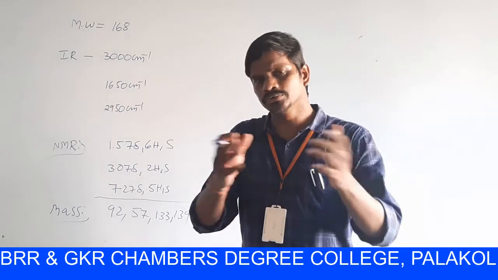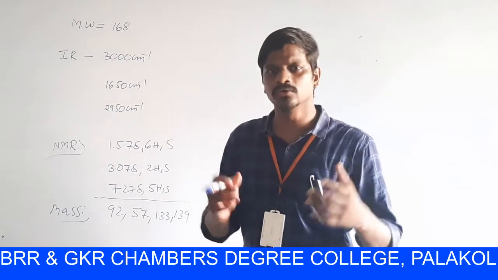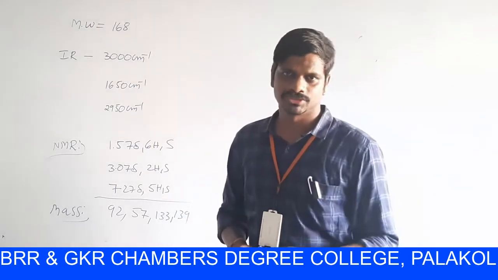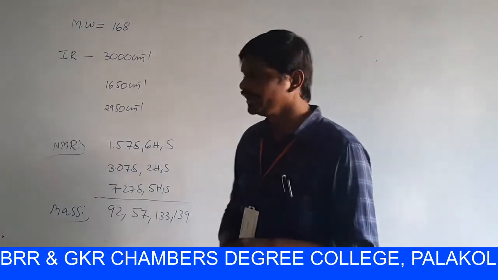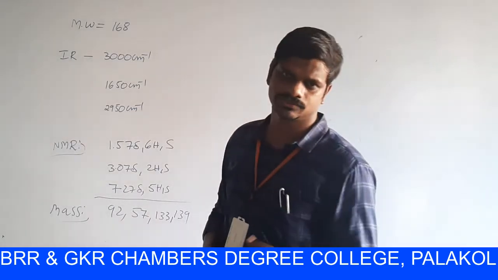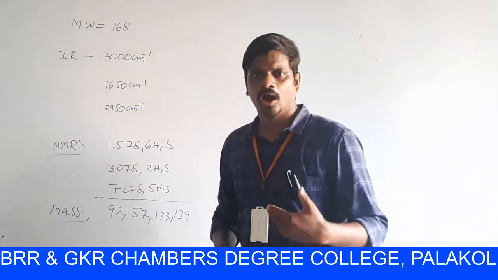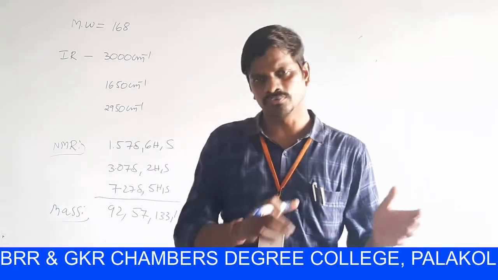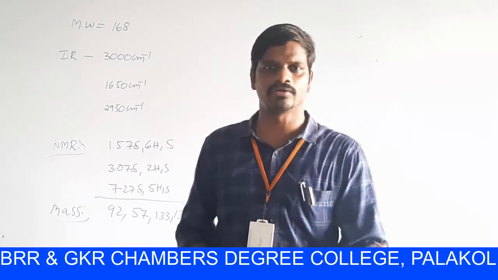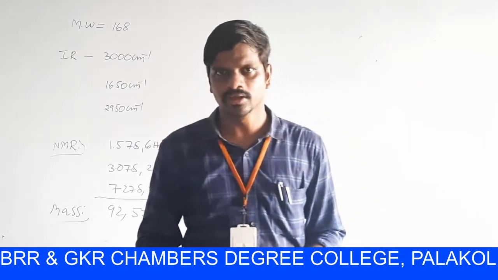Before we calculate the molecular formula, we have to get some background information about our structure. Here the molecular weight is 168. Already in the last video, we discussed how we can calculate the molecular formula from the molecular weight. That is based on the 13 rule. So based on the 13 rule, we can determine the molecular formula. For this, we have to obtain information about the number of carbons, the number of hydrogens, and the number of extra elements present in our organic molecule.